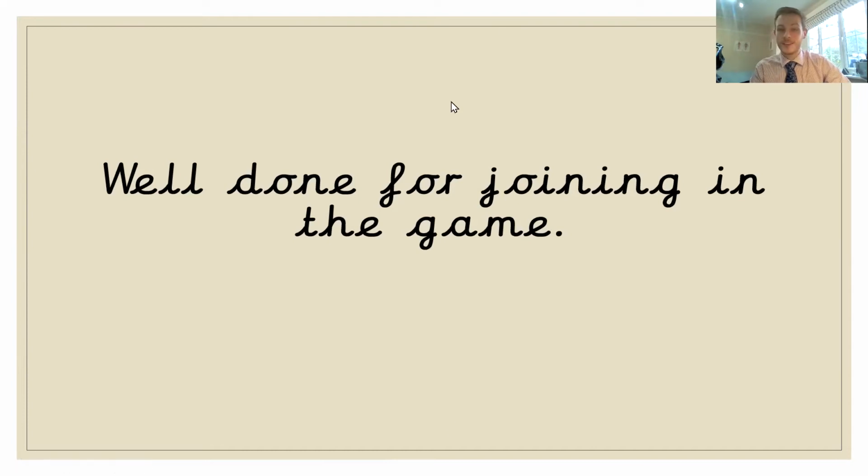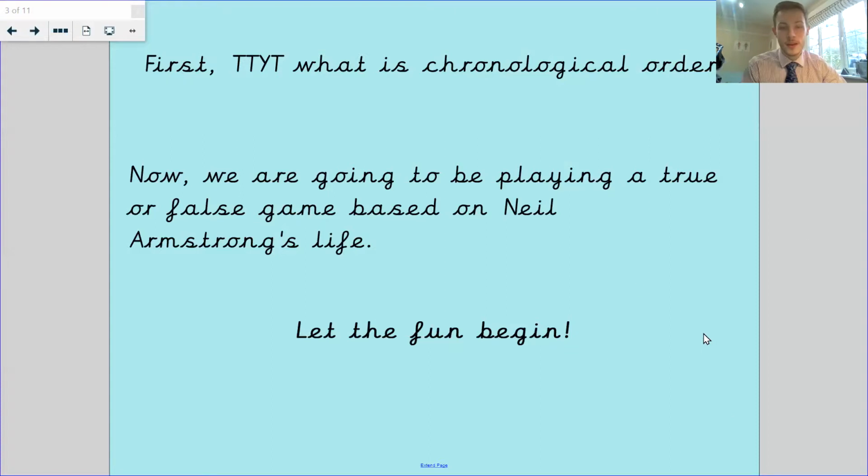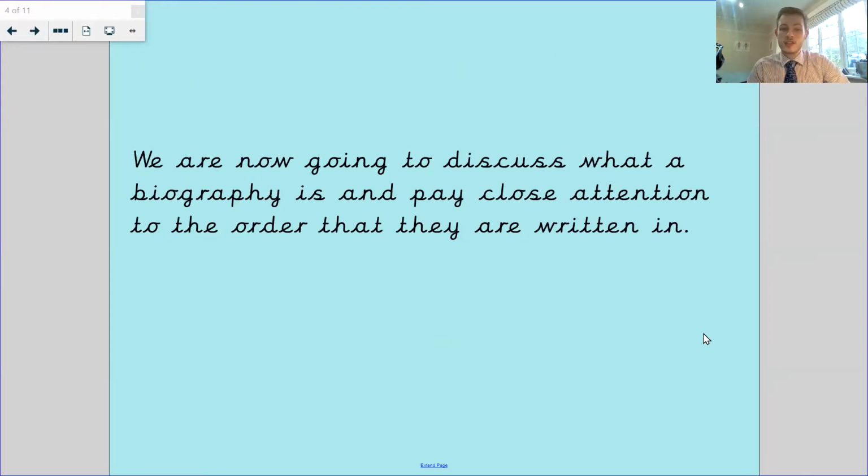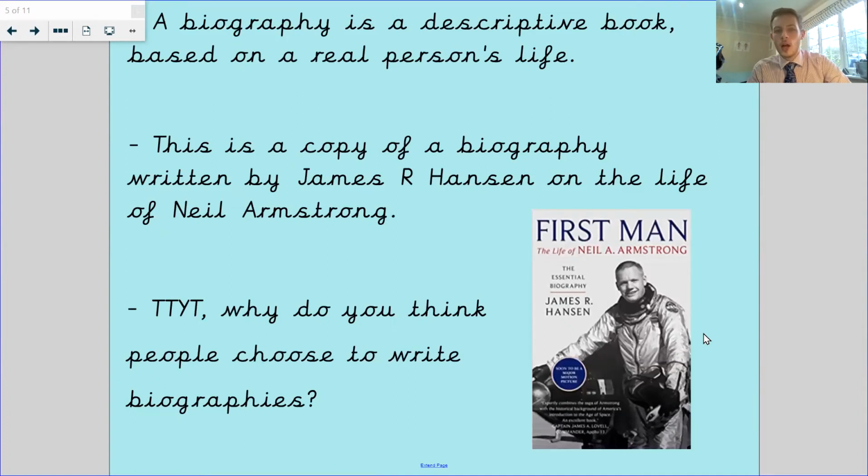Right, let's go back to our history slides now. Here we go. So, we're now going to discuss what a biography is, and we're going to pay close attention to the order that they're written in. So, a biography is a descriptive book based on somebody's life, a person's life. Now, this is a copy of a biography written by James R. Hansen, and it's based on the life of Neil Armstrong.